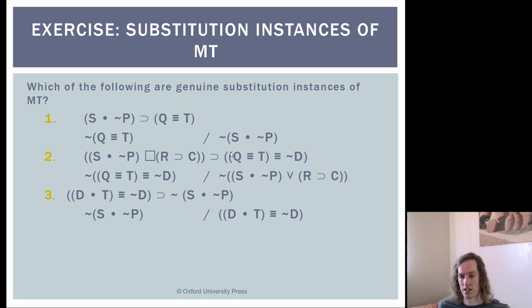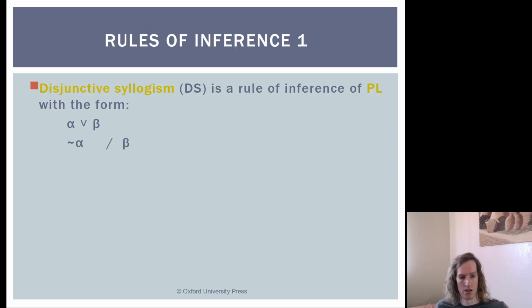And because we can't conclude the antecedent by affirming the consequent, the consequent doesn't tell us anything about whether or not it's also true that D and T if and only if not D. So number 3 is not a genuine substitution instance of modus tollens.